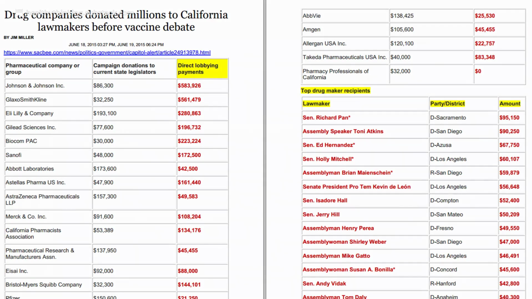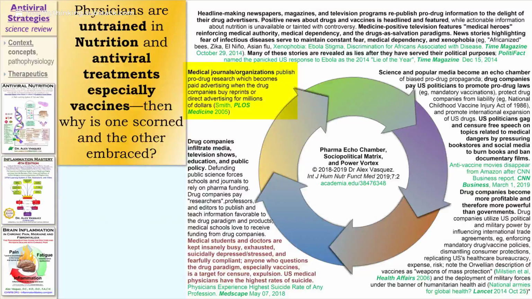So when you combine that with the corruption in medical journals, including the news, moving on to politics, and then the financial gain that all that results in, which then leads to more contamination of the research and politics, I call this the pharma echo chamber, socio-political matrix, and power vortex. And as you can see here in the diagram, this is, of course, a vicious cycle.